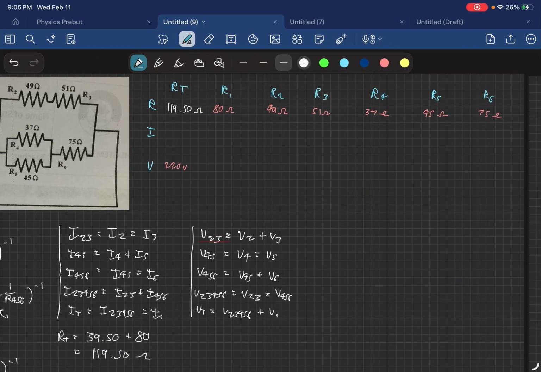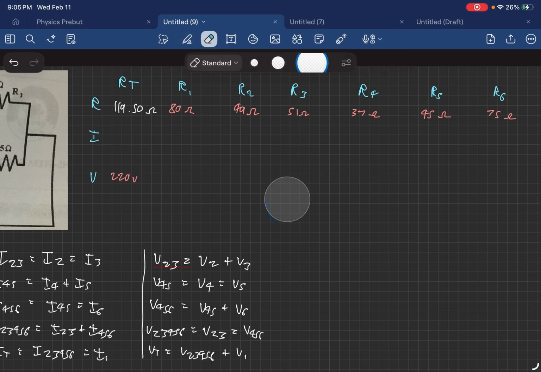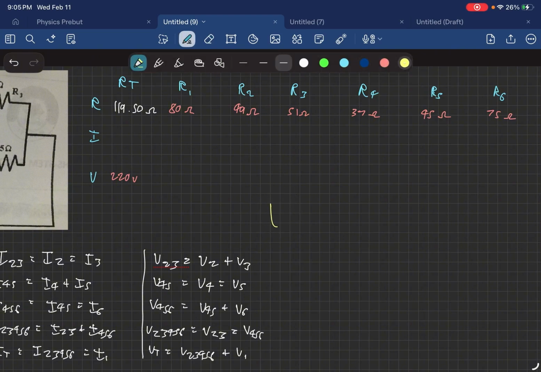If you watch my other videos, I gave this trick. If you have two values in a column already on your table, you can get the third one for sure. Because the formula, I didn't write down the formula. V equals I R.